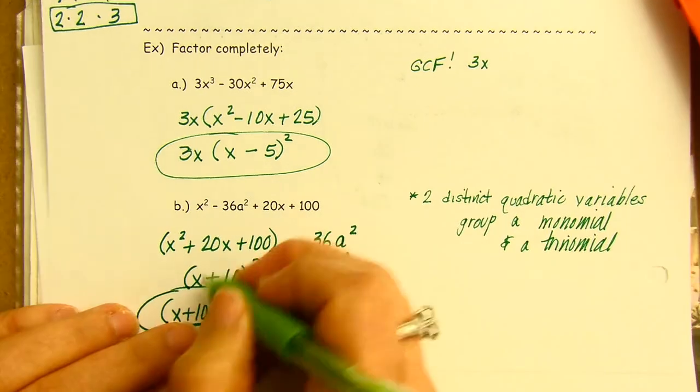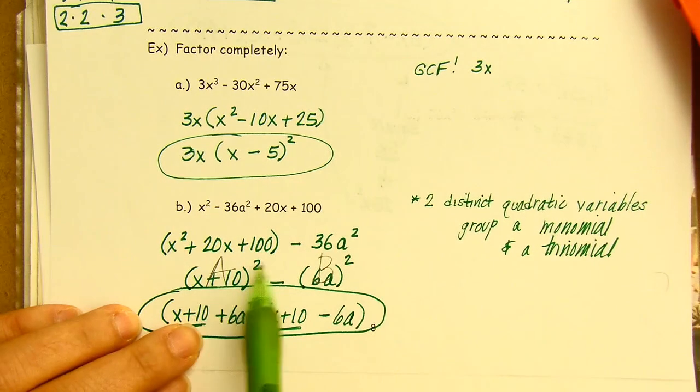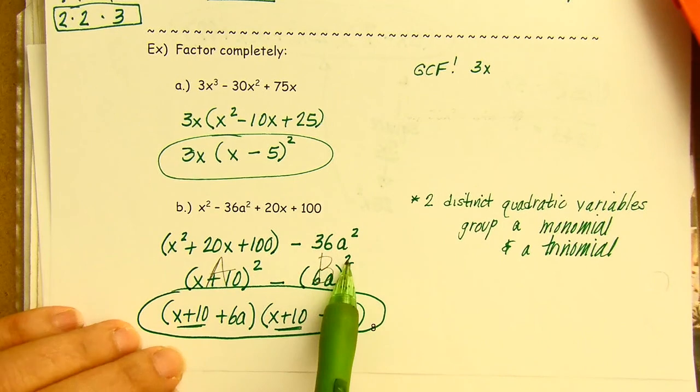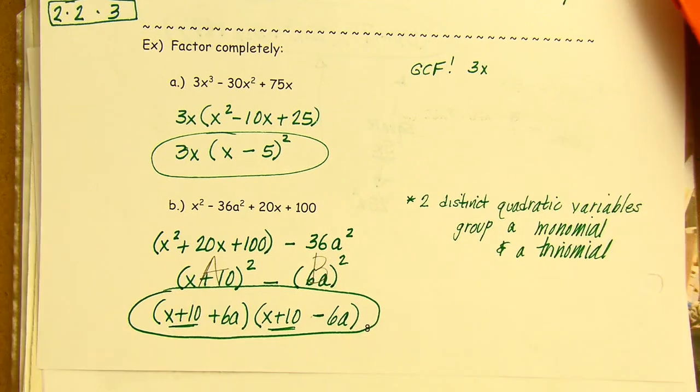Again, one more time. This was my a, this was my b. This is a squared minus b squared. It's always going to factor into two binomials. One's plus, one's minus. My a is the quantity x plus 10, and my b is 6a. So herein ends this part of the factoring in Chapter P, Section 5.